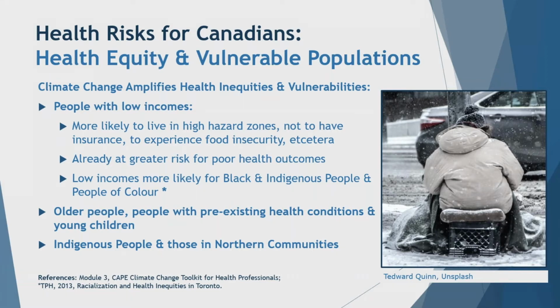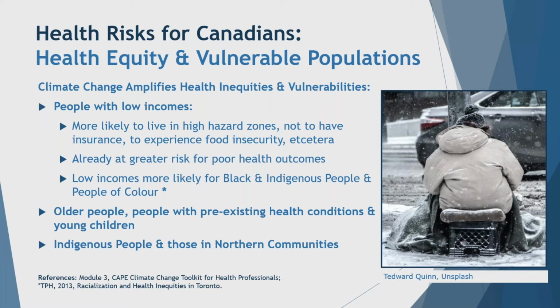And then again, as alluded to in the last slide, Indigenous people and those in northern communities are seeing their way of life and the impacts of climate change much faster than us, partially because they've already seen temperatures increase by 3 degrees up in the north, but also because it is disrupting permafrost and ice roads that they depend on, and impacting the way of life for people there. But the other major group that's impacted, where we're seeing the health inequities and vulnerabilities amplified, is people who live on low incomes.